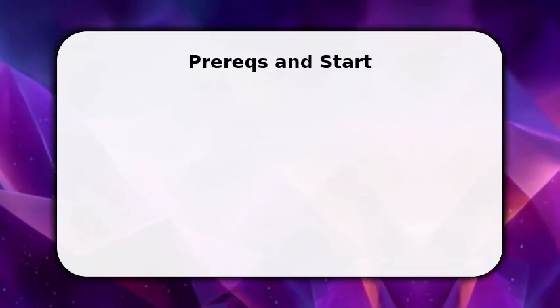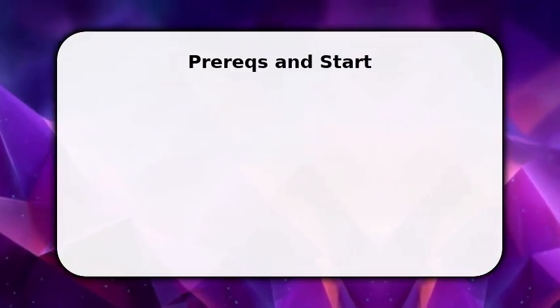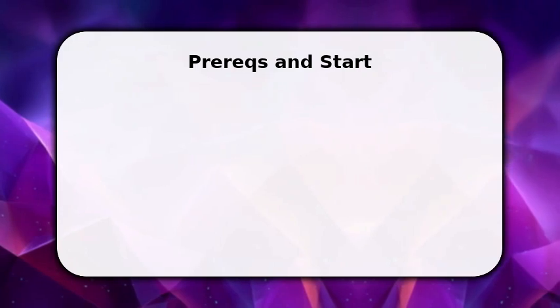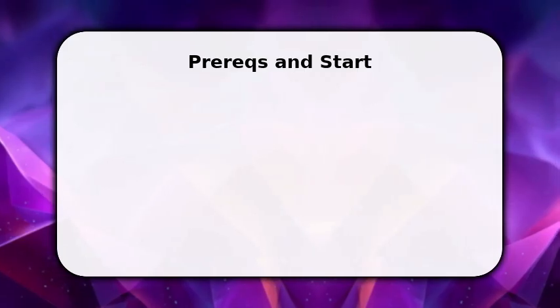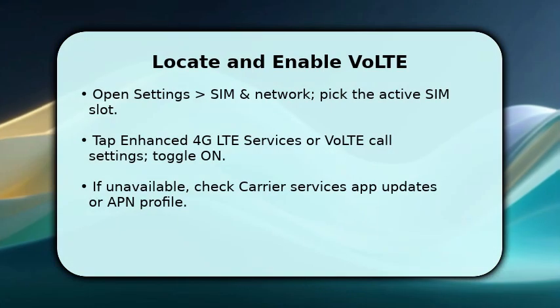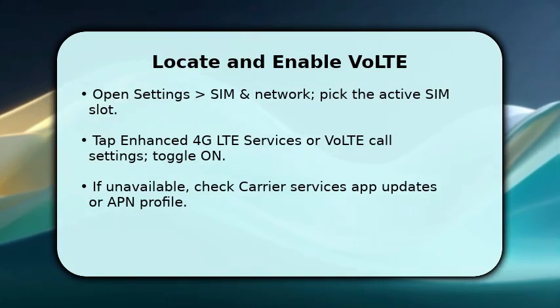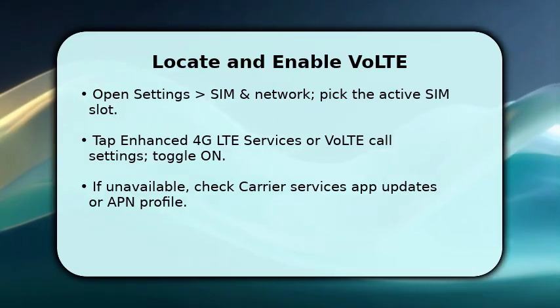Now open Settings and navigate directly to SIM and Network. This first actionable step exposes the VoLTE toggle and related network options you will change next. Once you're in SIM and Network, you pick the SIM slot that uses LTE and tap the relevant entry. Look for Enhanced 4G LTE services or VoLTE call settings.